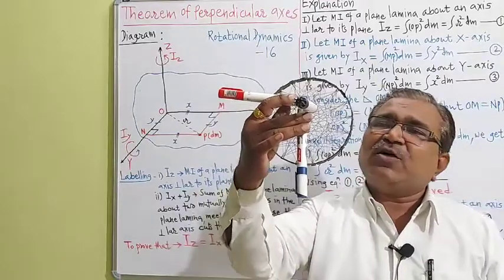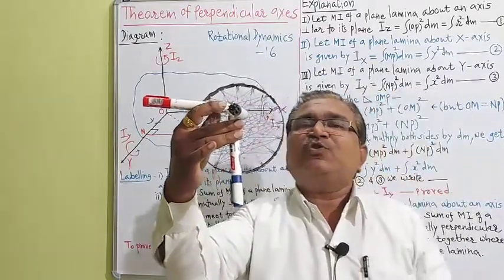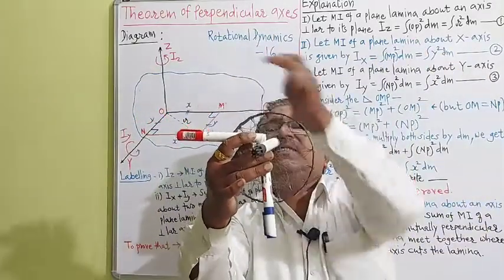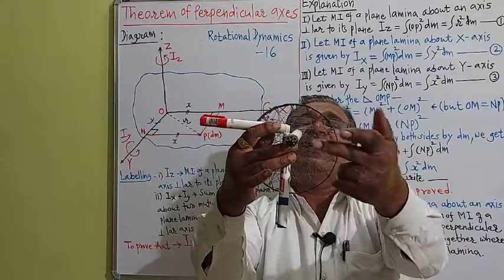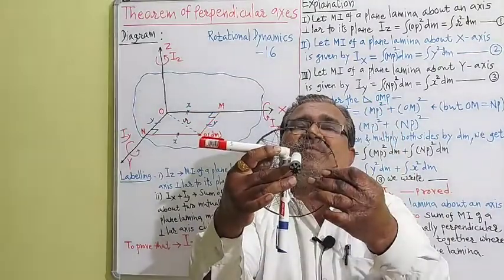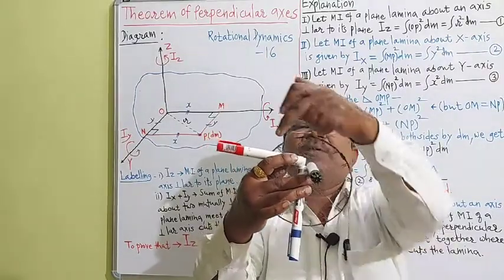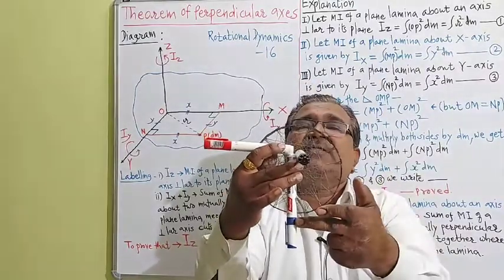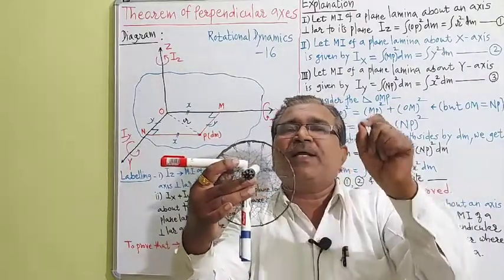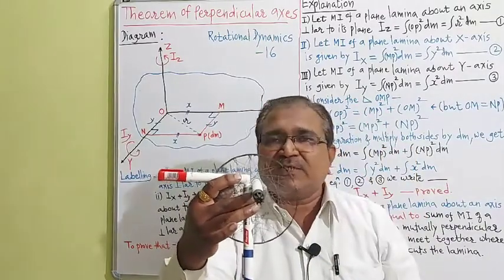From this figure, what we observe is that all three axes are mutually perpendicular to each other. Suppose this is the x-axis, this is the y-axis, and this is the z-axis. The z-axis is perpendicular to the lamina. It is not only perpendicular to the lamina, but also perpendicular to the x-axis and y-axis. All these three axes are mutually perpendicular to each other. This is the most important thing, dear student.